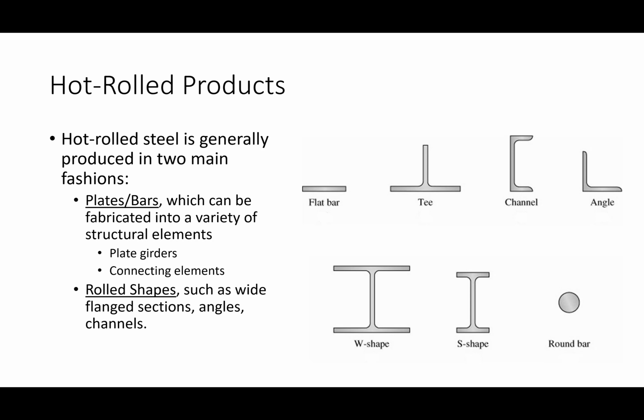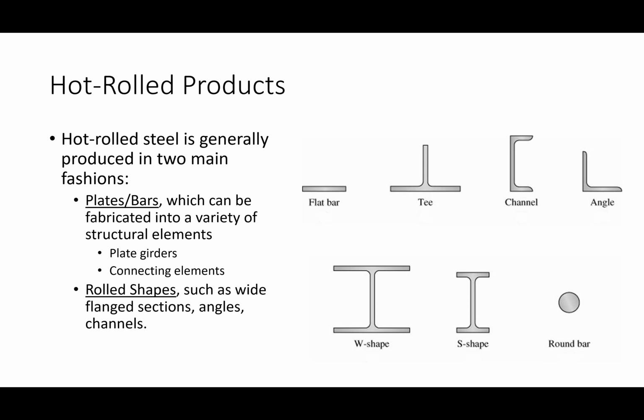Okay, I've been mentioning a lot of angles and channels and plates and all that stuff. Let's talk about the products that we build structures out of. And so really the two types of products that we use are plates and bars. And so we can take plates and fabricate members and components out of them, or we can use rolled shapes that come right from the mill. So rolled shapes would be things like a channel or an angle or what have you.